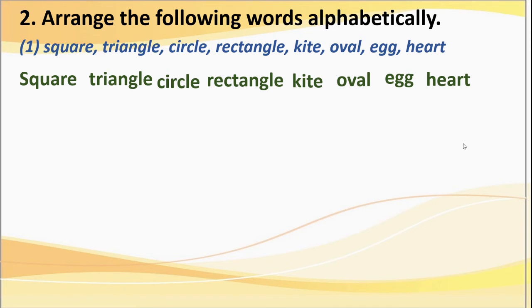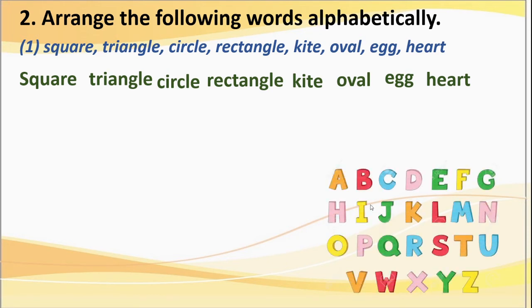Okay, now we will move to alphabets. Dear children, you know these are alphabets. It starts from A and ends in Z. Okay? Now, what to do here? First, you have to see the first letter of all these words. See, this is S, T, C, this is R, K, O, E and H, isn't it?